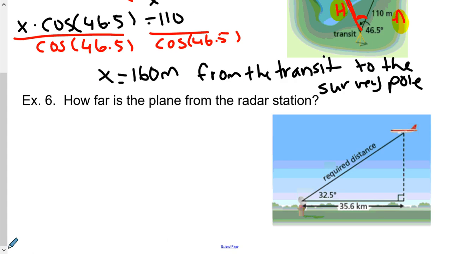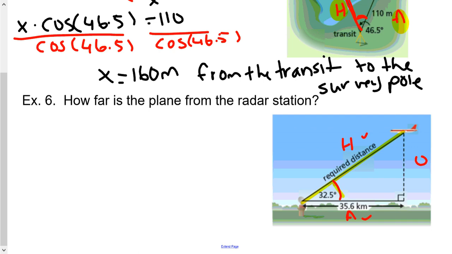Another example, how far is the plane from the radar station? So we see it says required distance here. When we talk about the distance from the plane to something, we're assuming along the plane's path of travel, the straight diagonal line. We have an angle here. We'll label our sides as per usual. Our opposite is across the way. Our hypotenuse is what we're trying to get. Our adjacent, we know the distance along the ground, the horizontal distance from the radar station to the plane. And so we see again, we're going to be using cosine. We have adjacent, we need hypotenuse.